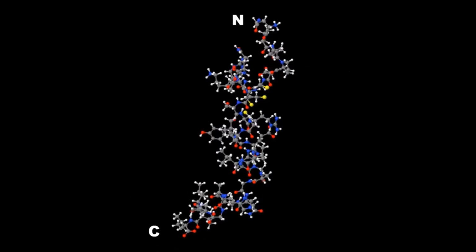Orexin A also undergoes post-translational modifications. It is amidated here at the C-terminal, and a pyroglutamyl cyclization occurs here at the N-terminal. Both of these modifications are common features of neuropeptides.